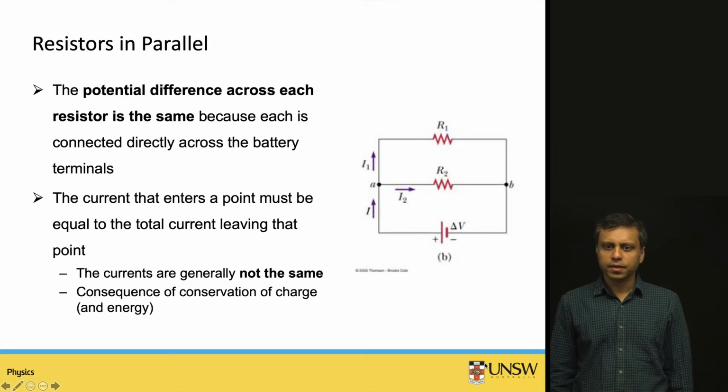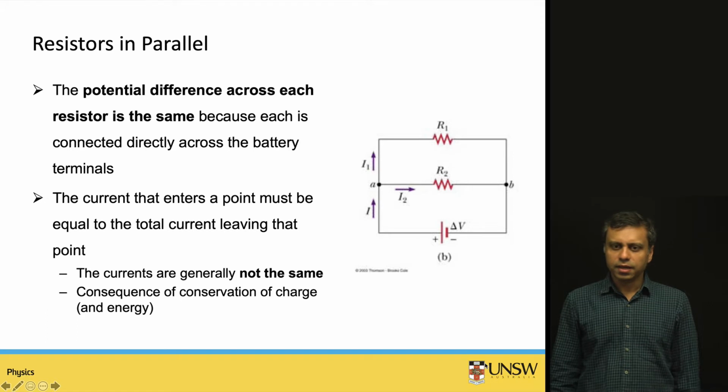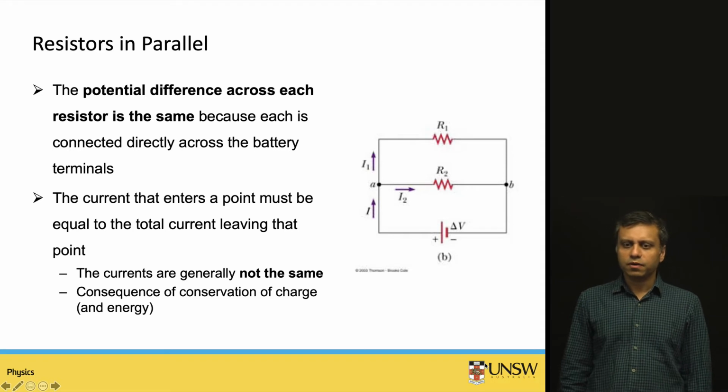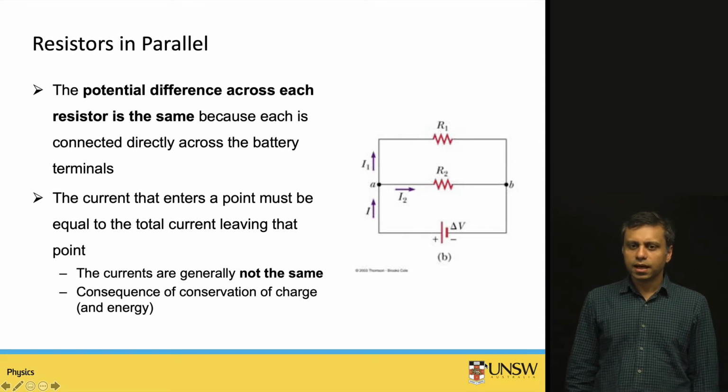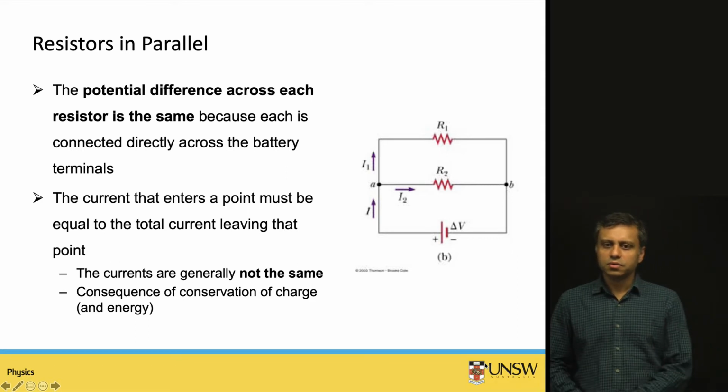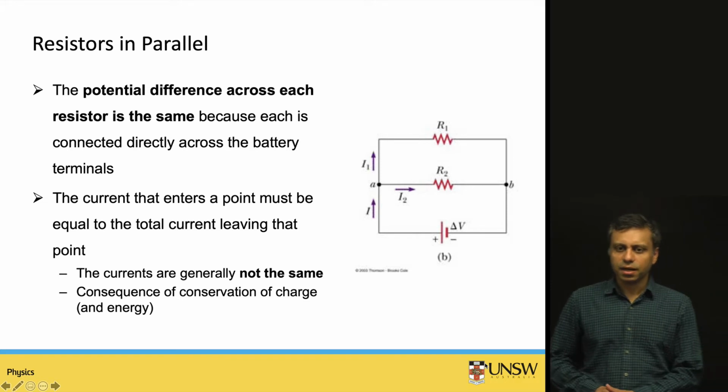Now let us look at a different arrangement of resistors. This is called resistors in parallel. This is shown in the circuit diagram here in this slide. Again, we assume that the internal resistance of the battery is 0. The battery provides a voltage delta V, and there is a current I flowing in the circuit. There are two resistances, R1 and R2. The important point is to note that these are now connected in parallel.